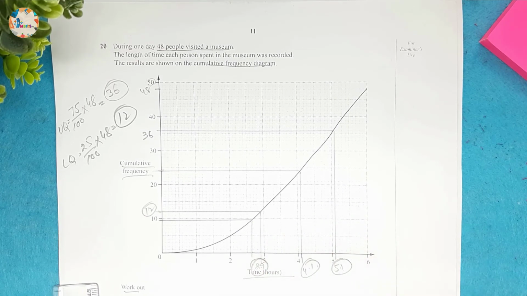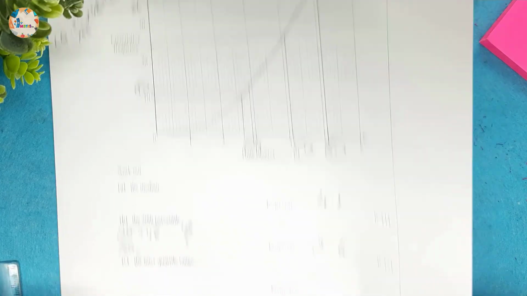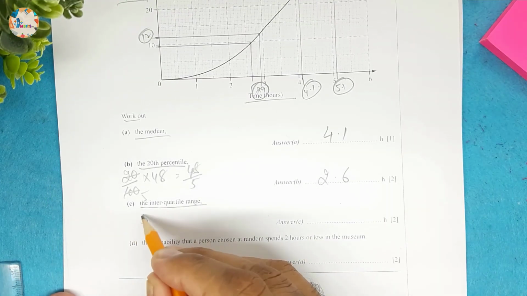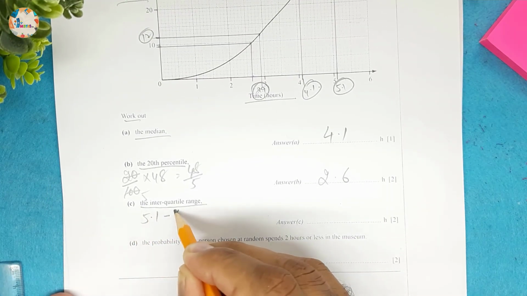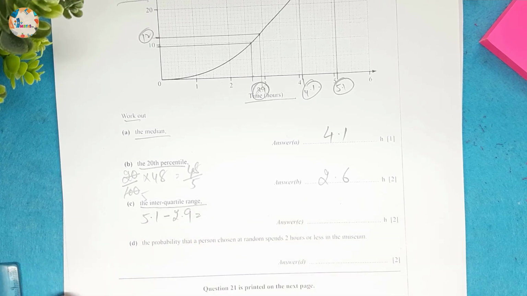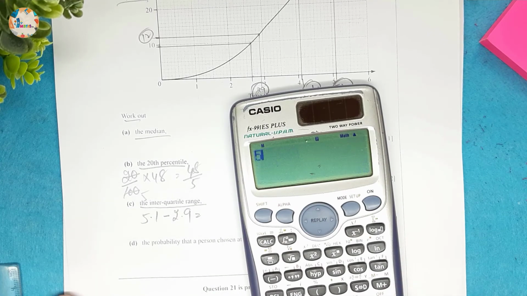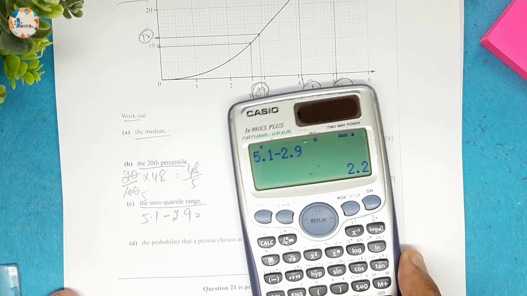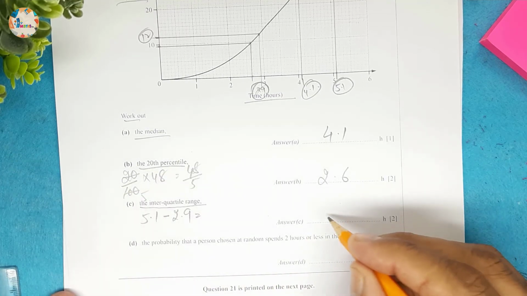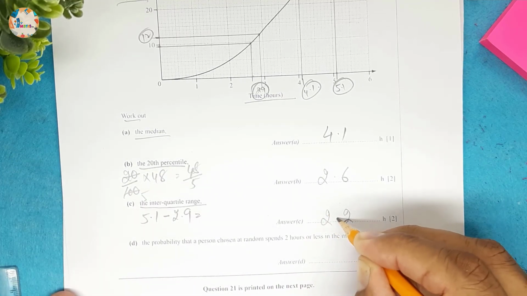So 5.1 minus 2.9, and this is resulting to 2.2. So the interquartile range will be 2.2.